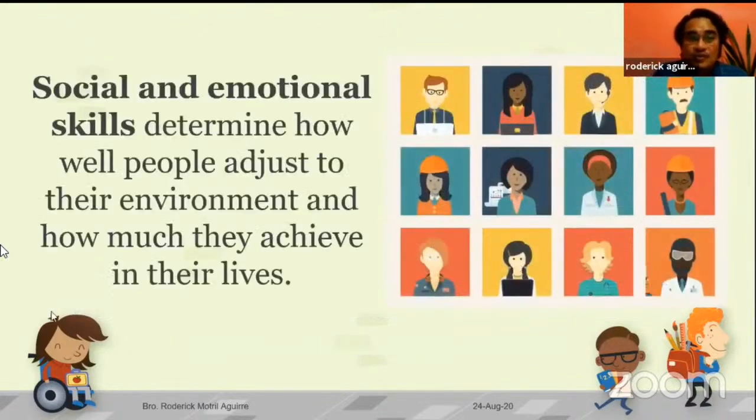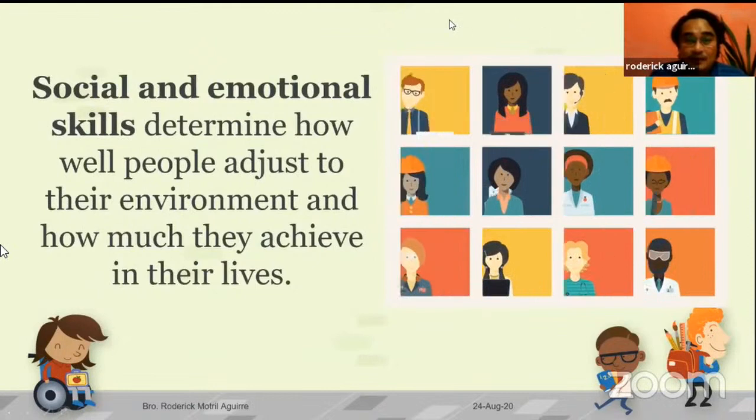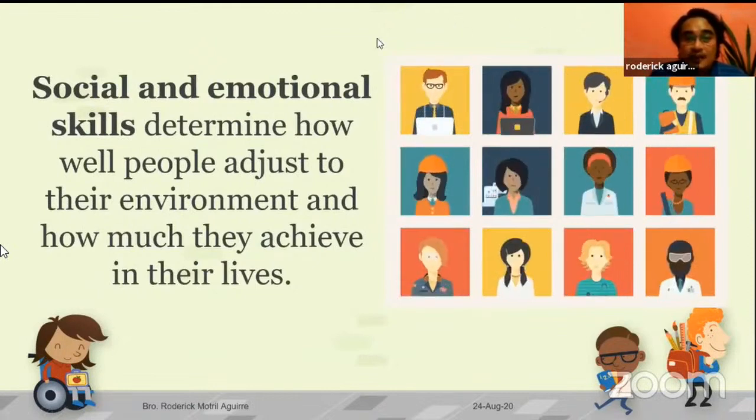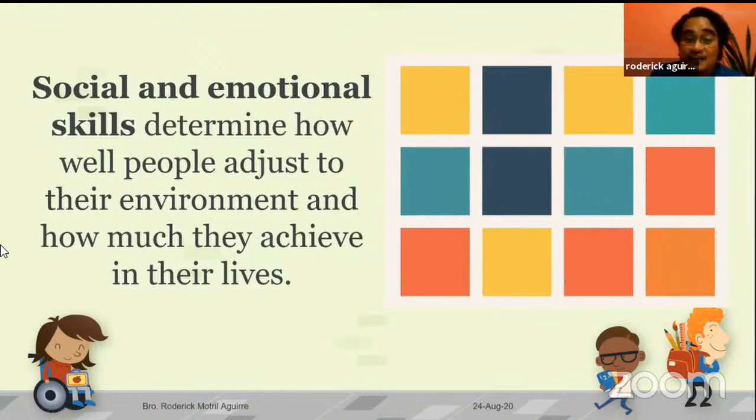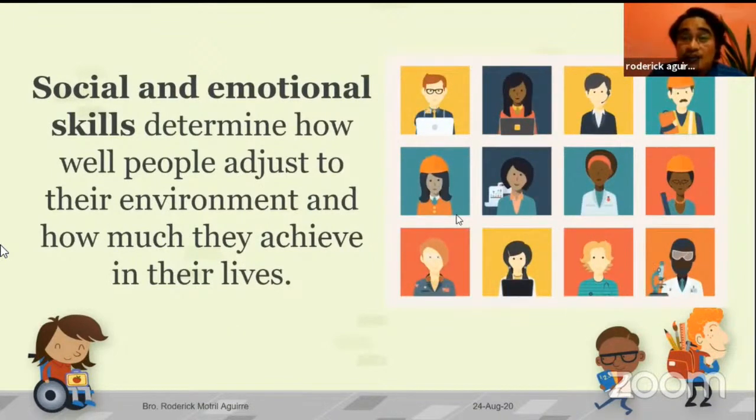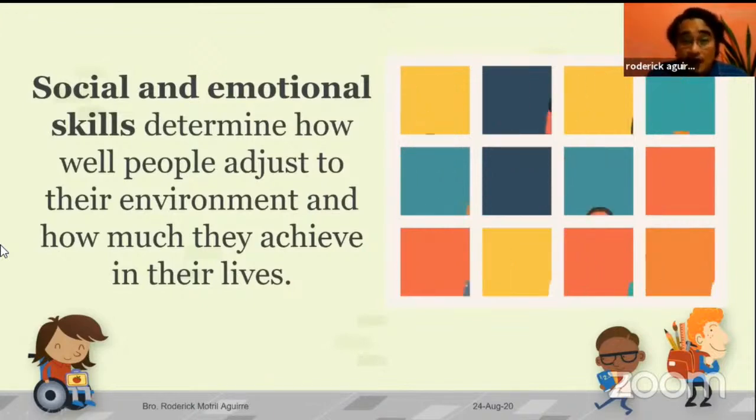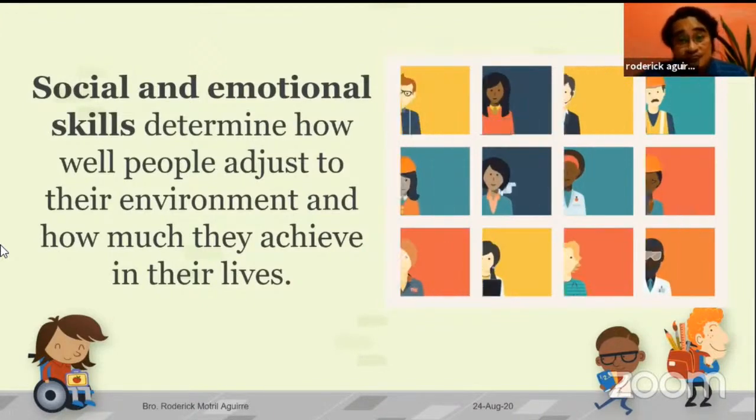So social emotional skills determine how well people adjust to their environment and how much they achieve in their lives. So if our students are provided with social and emotional skills development at home, then we are allowing them to be able to adjust to the situation right now.